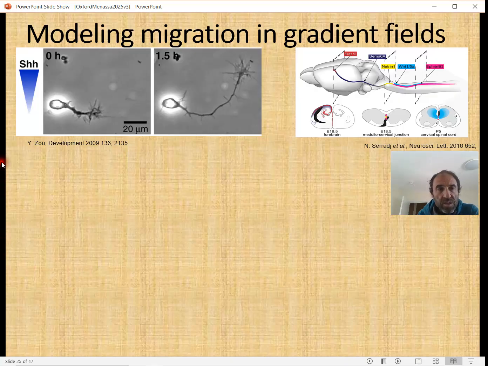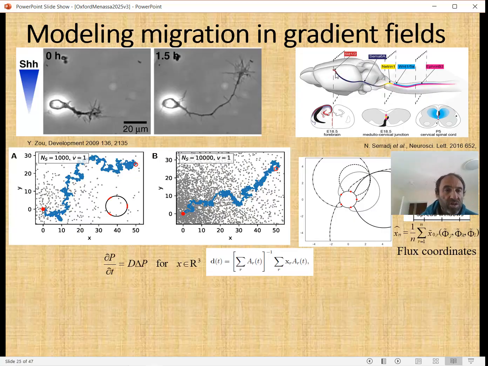So for this, we started to account for the fact that the growth cone can be attracted or repelled, and we were also interested in taking into account the fact that you can have multiple gradients that are going to be the relay for moving from one region to another, and ultimately directing the growth cone toward the final location. For this, we developed several mathematical models.